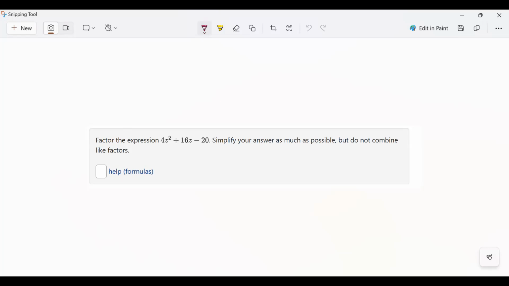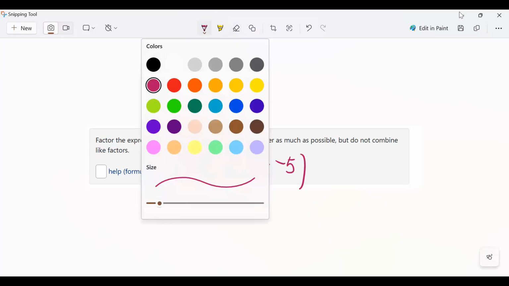Okay, let's go over the solution. So first of all, the GCF is 4, right? So factor out the 4. You get c squared plus 4c minus 5. And inside of the parentheses, that is a trinomial, so we factor that using the method we've been using so far.